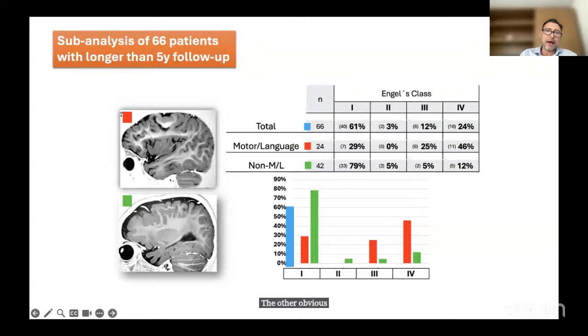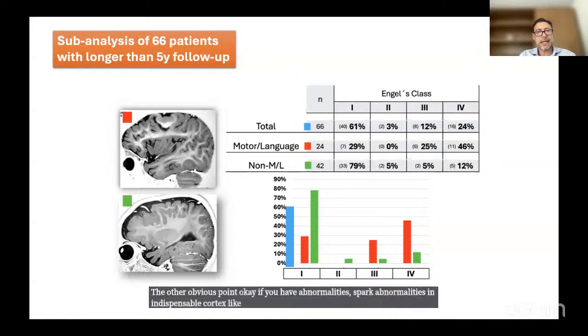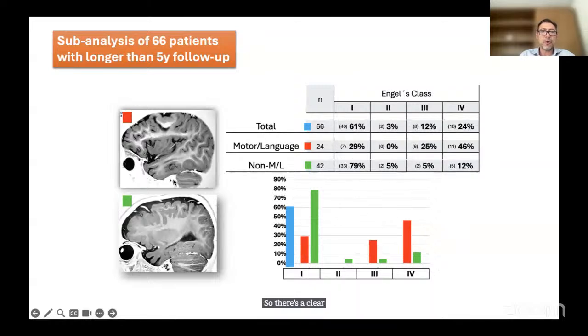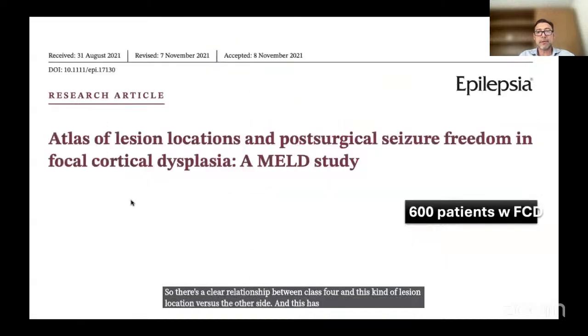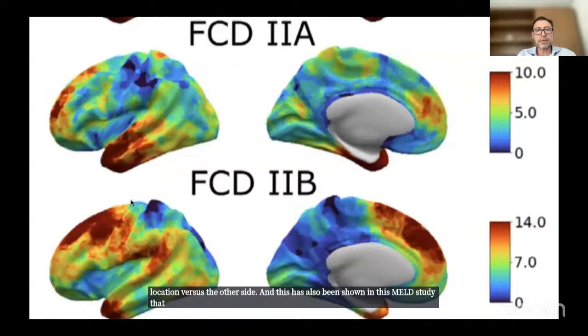If you have spike abnormalities in indispensable cortex, like Eliseo Paglioli likes to say, I mean, not only relevant, but indispensable, then of course your results are worse. So there's a clear relationship between class 4 and this kind of lesion location versus the other side. And this has also been shown in this MELD study that was mentioned by Thomas, okay?